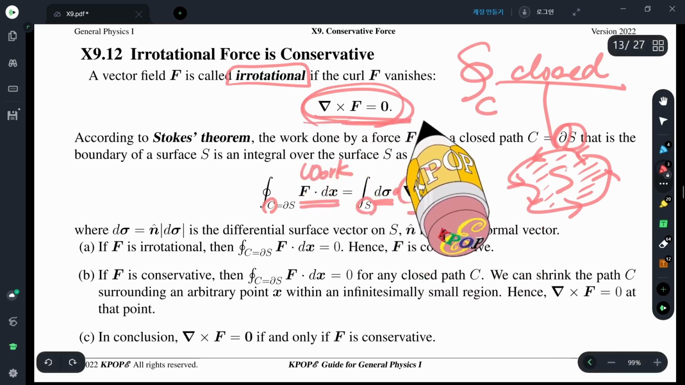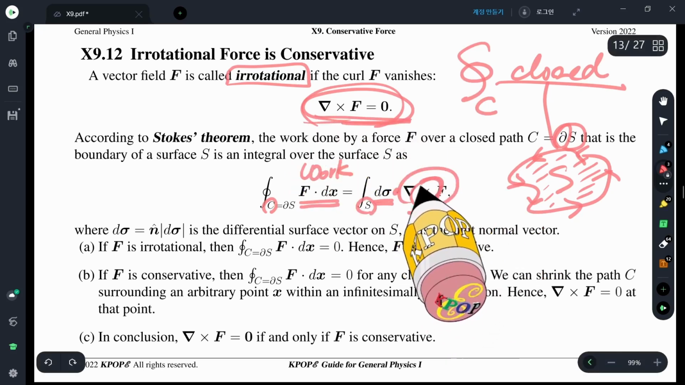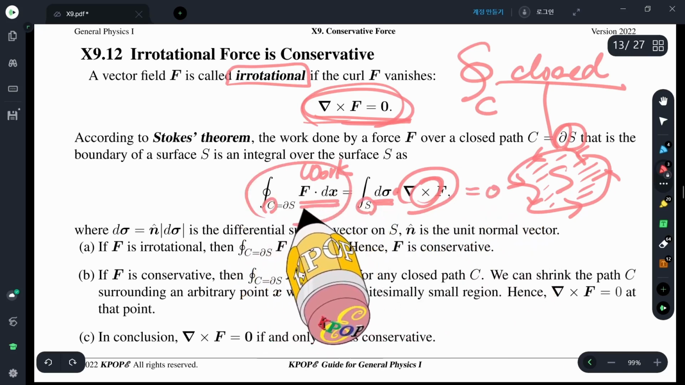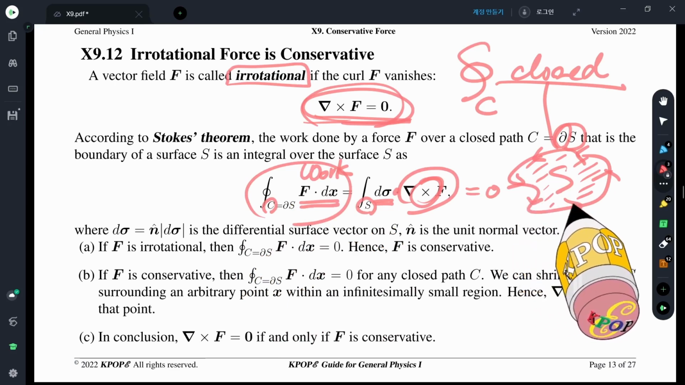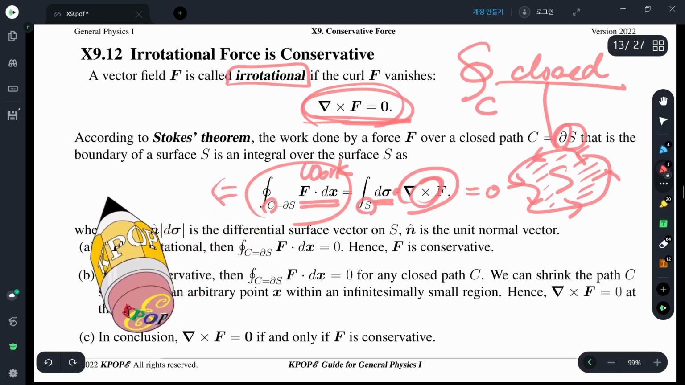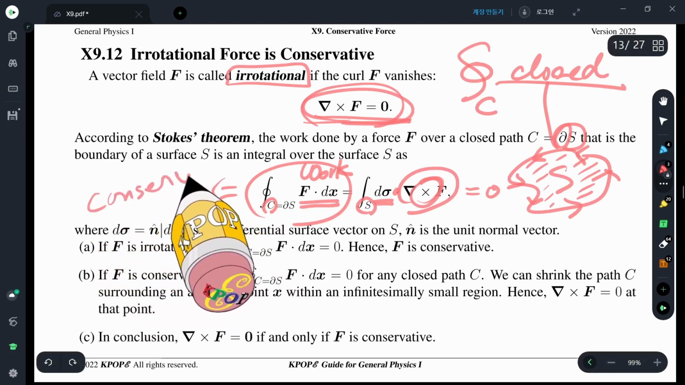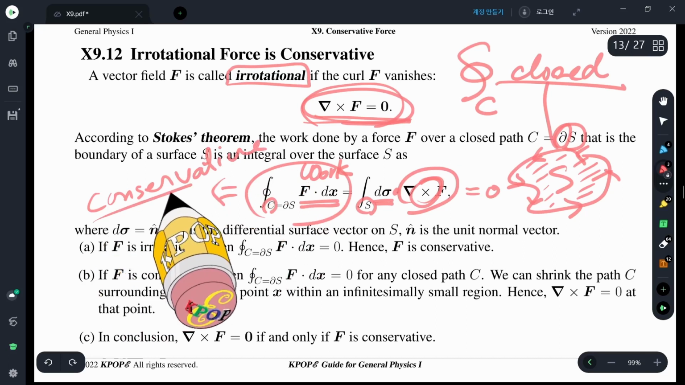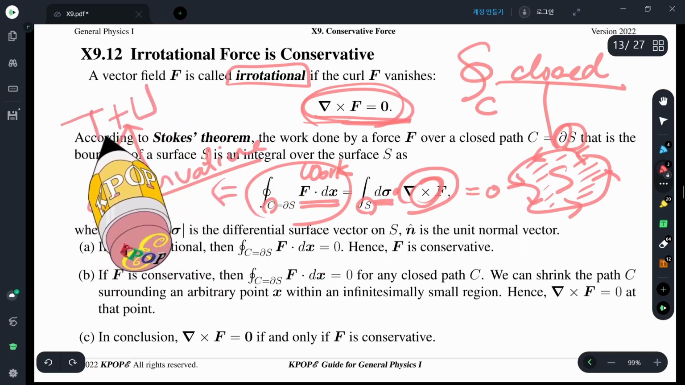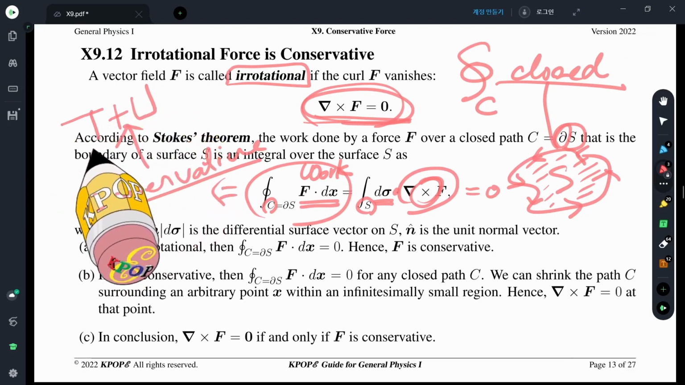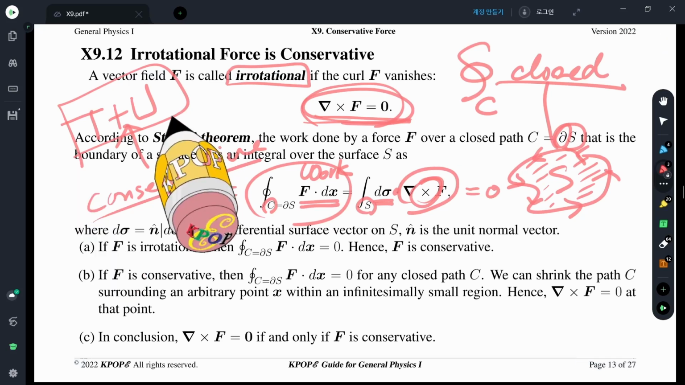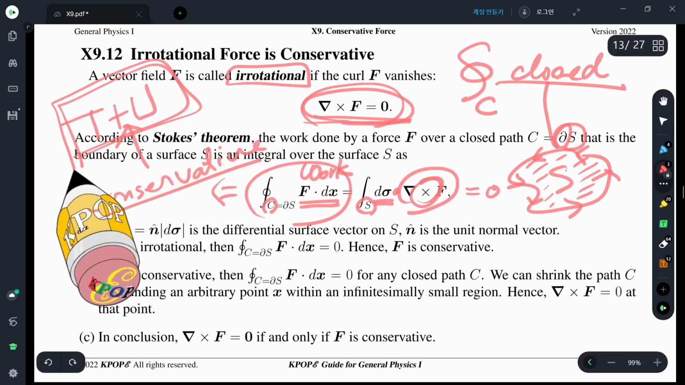If the curl is 0, this integrand is exactly 0. So it is 0. This work done along a closed path is always 0. Okay, in that case, it is conservative. If it is conservative, the total mechanical energy, that is T plus U, kinetic energy plus potential energy, is invariant. Any place, any time, this is invariant.